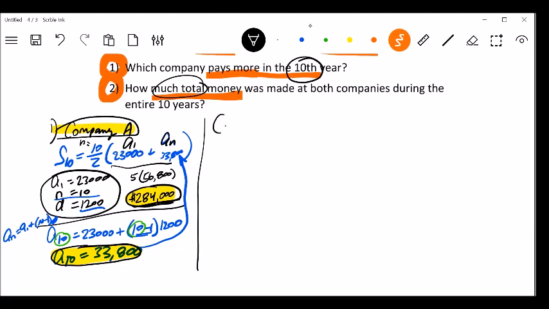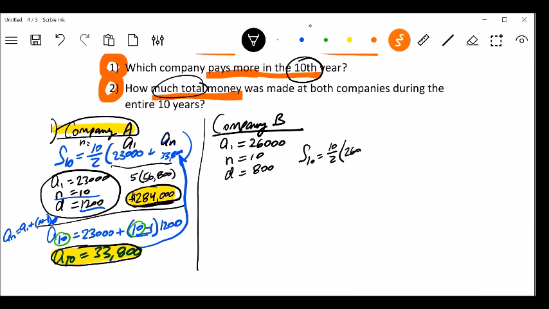Now let's do it for company B. And we'll start off by identifying these things, that the first term, the amount that someone makes in the first year, is 26,000. The N is 10. The common difference, this time, the raises are smaller every year, so it's 800. So in order to use the sum formula, S10 equals 10 over 2, 2,600, or 1,000 rather, plus we need to know the amount here of what it is after 10 years.